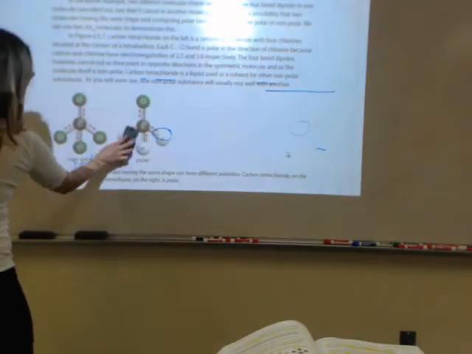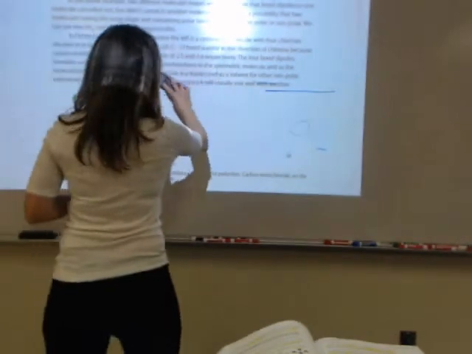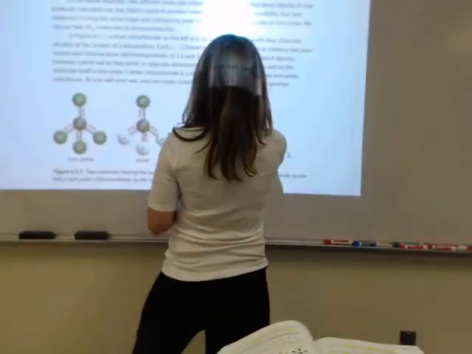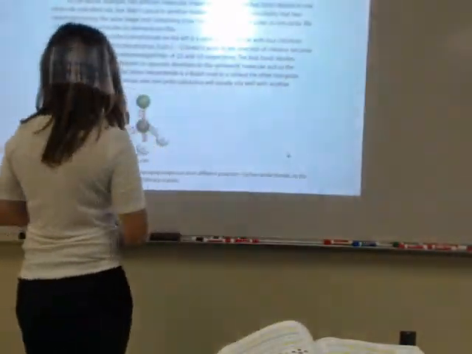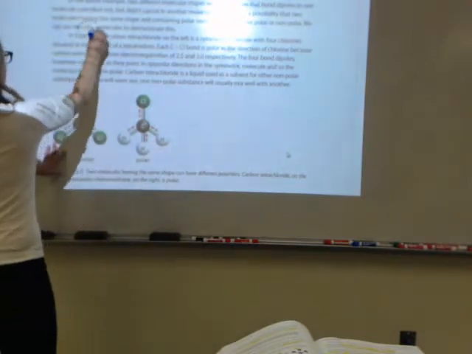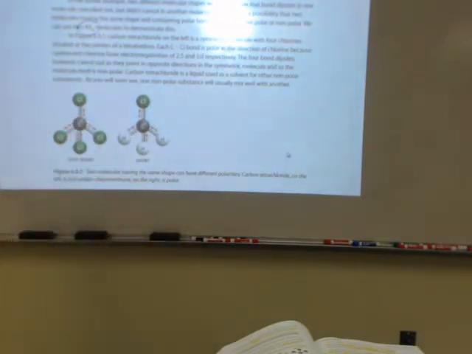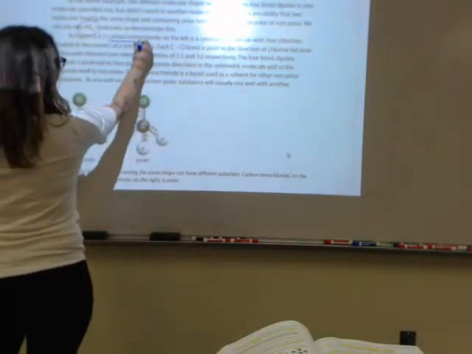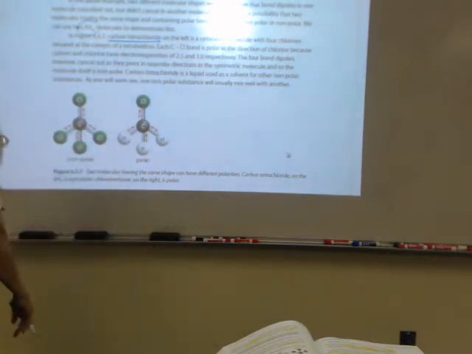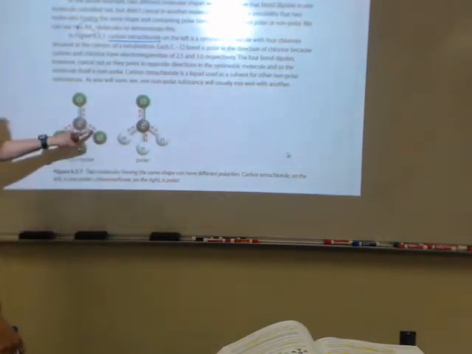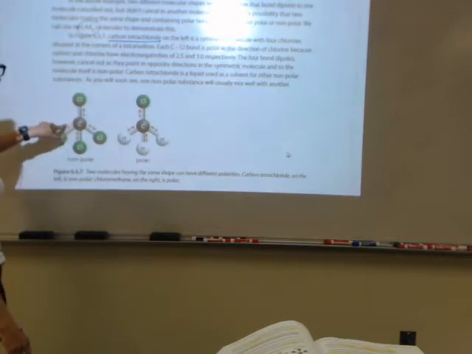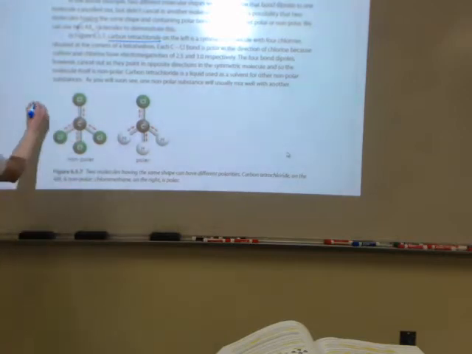What about if I have two molecules with the same shape that have polar bonds? So let's take a look at these two AX4 molecules. The first one is known as carbon tetrachloride. So chlorine is more electronegative than carbon, which is why it has the arrows pointing in the direction of the chlorine. And AX4 is tetrahedral.